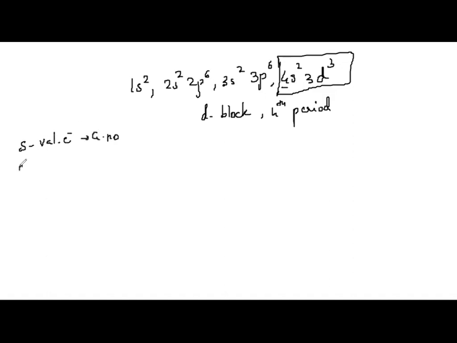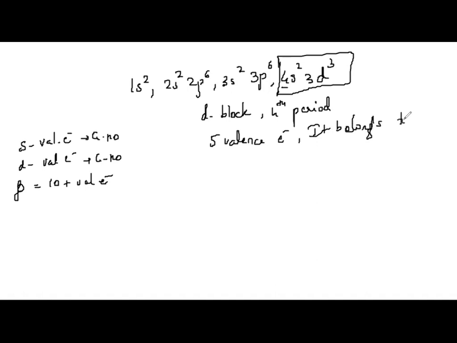If it is d orbital in the outermost shell, the total valence electrons is the group number. If it is p, then 10 plus valence electrons. Correct? Like this we go on. So it is d orbital. Therefore, how many valence electrons? There are 5 valence electrons. Therefore, it belongs to the 5th group.